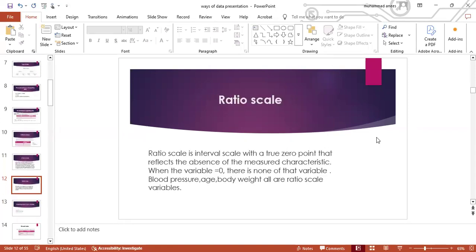Moving on to the ratio scale, it is different from the interval scale in that it has a true 0 point, which reflects the absence of a measured characteristic. It means when the variable is 0, there is none of that variable present. Examples are blood pressure, age, and body weight, all of which are ratio scale variables.